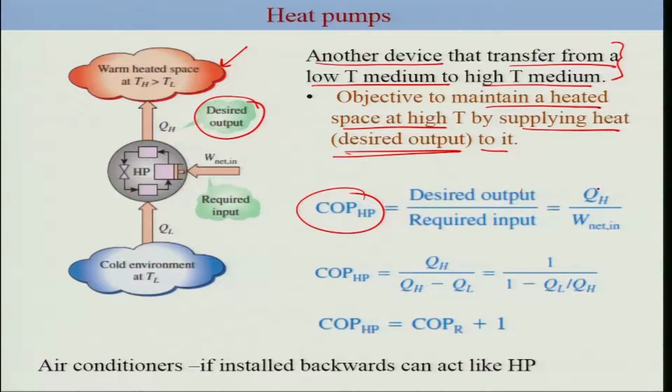Okay, but the desired output is not anymore QL, it's QH. And the required input is still W net in. So you can rewrite in this form. You can use your first law of thermodynamics and describe W net in here, which is nothing but QH minus QL. That's what you're going to write here, and then you can rewrite in this form.